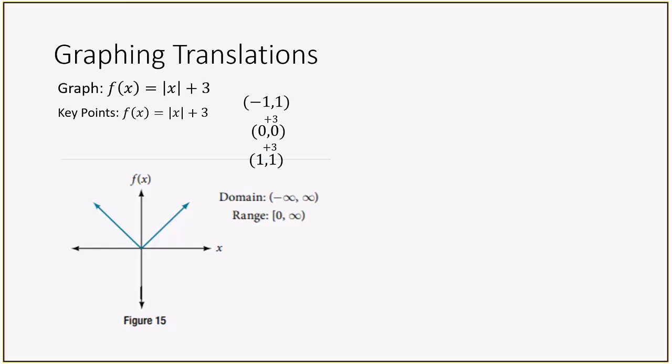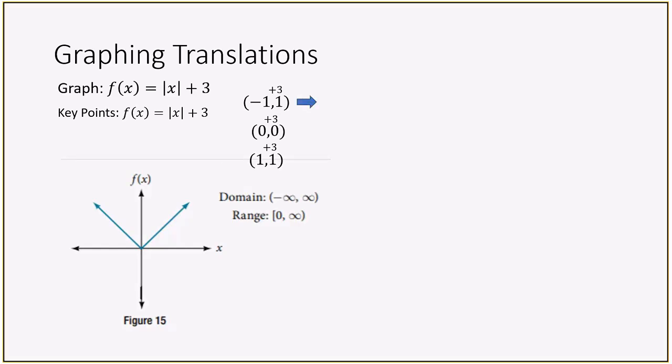And now we want to find what the key points are going to be on our new graph after we do some sort of transformation. And what we're doing is we're moving up 3. It's outside of the absolute value, so we're moving up 3. That means I'm going to apply my translation to my y value. So I'm going to do +3 to each of the y values.